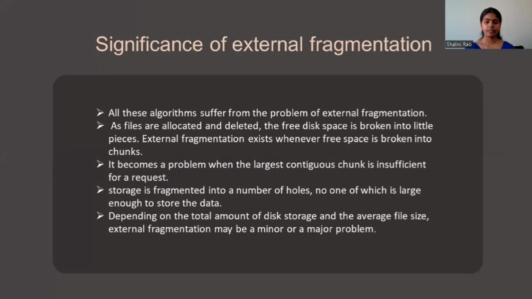Next, we have the significance of external fragmentation. All these algorithms suffer from the problem of external fragmentation. As files are allocated and deleted, the free disk space is broken into little pieces. External fragmentation exists whenever free space is broken into chunks. It becomes a problem when the largest contiguous chunk is insufficient for a request. Storage is fragmented into a number of holes, no one of which is large enough to store the data.